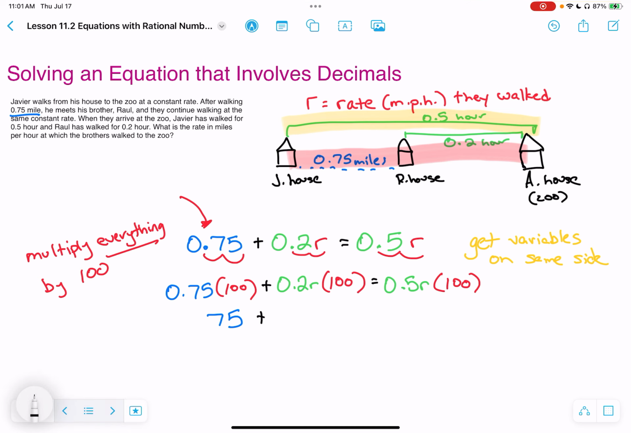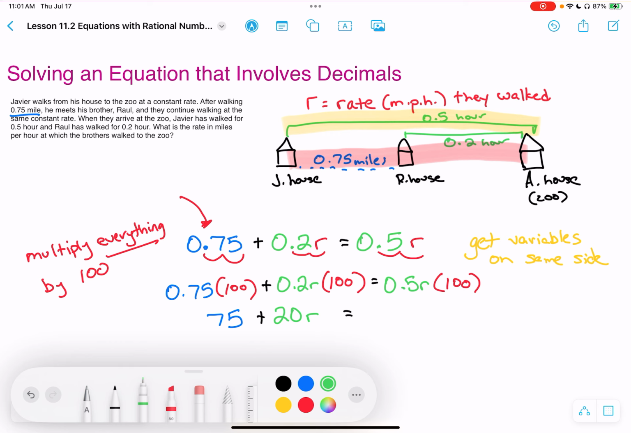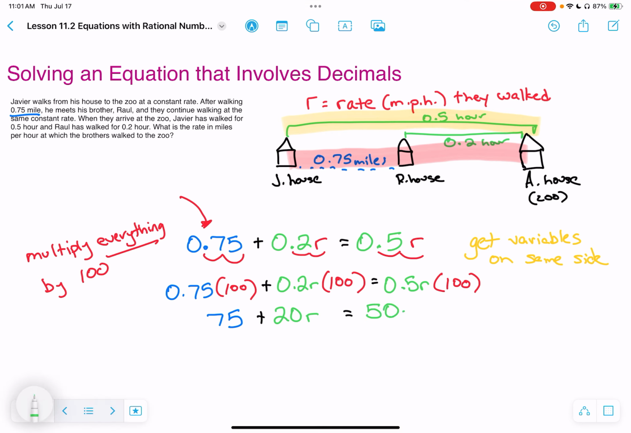0.2r times 100, well, 0.2 times 100 is 20. So this is 20r equals, and 0.5 times 100 is 50. So 50r.